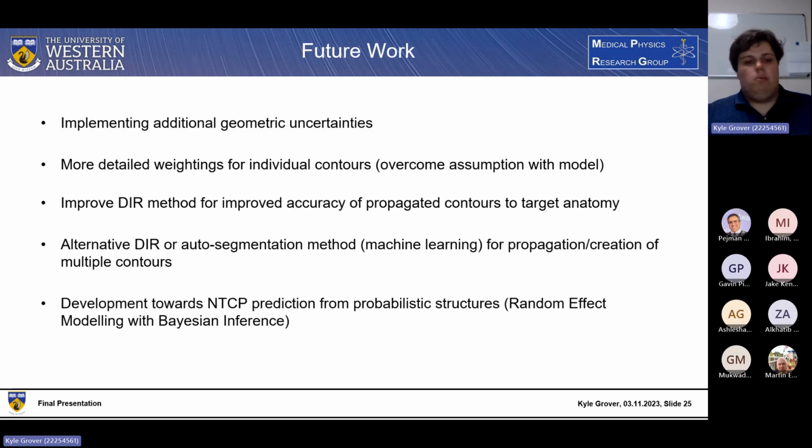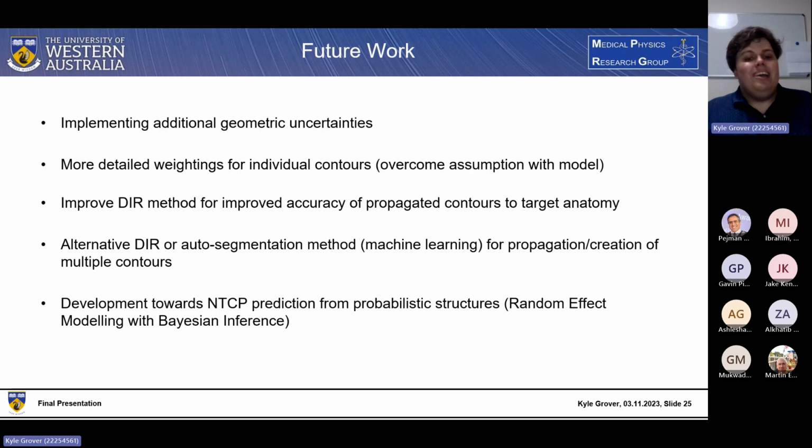As well, we will probably want to look to improve the deformable image registration method that was used for improved accuracy. Otherwise, we could consider alternative models. There were a couple that I don't have the time to talk about too much. Also consideration of automatic segmentation methods such as machine learning for the propagation and creation of multiple contours.